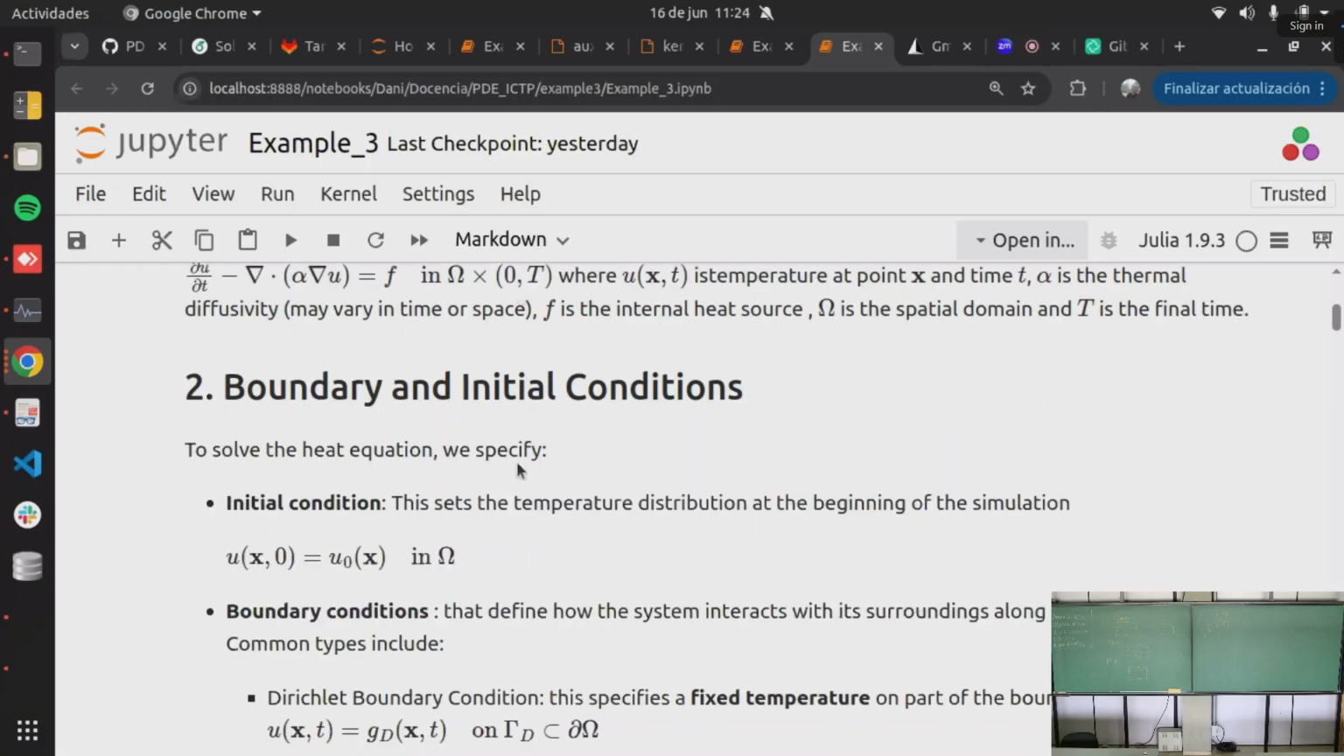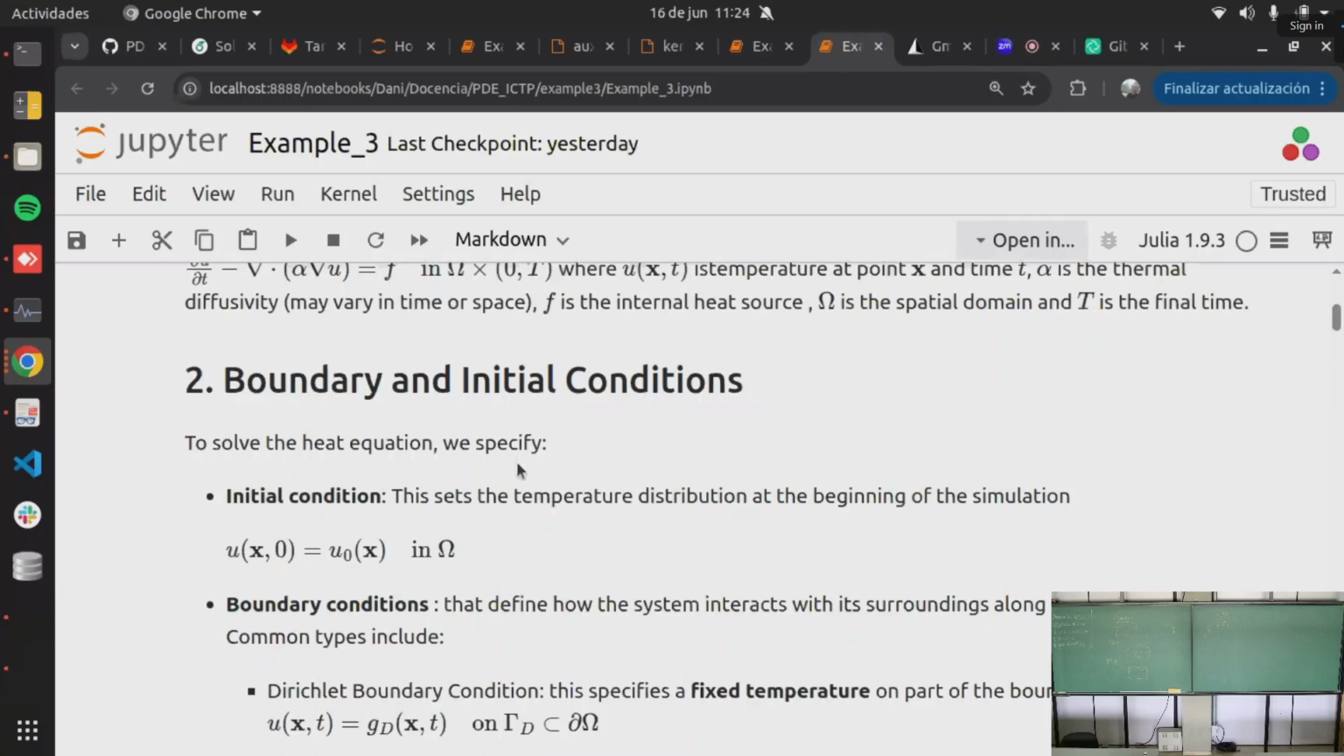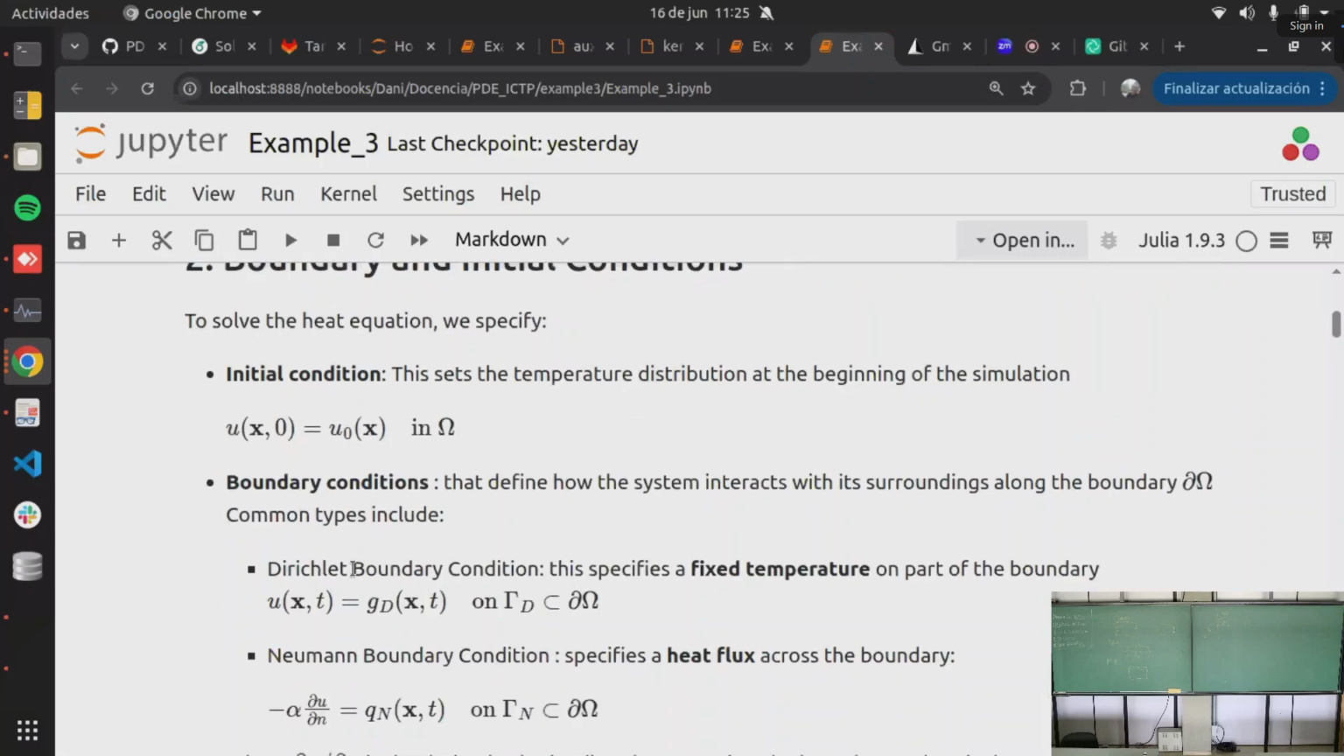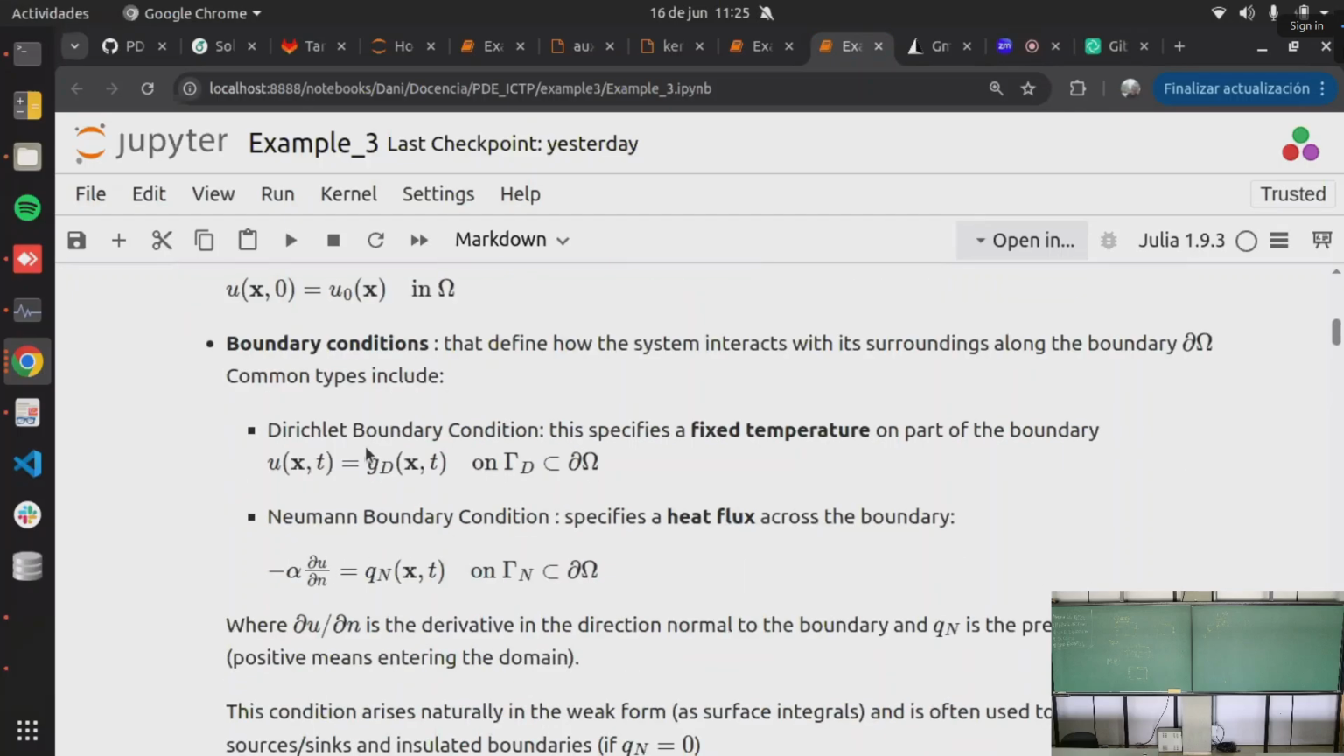So our initial condition is the temperature of the laboratory. We will have a temperature distribution at the beginning of the simulation, and the boundary conditions could be three in this case. Dirichlet, that specifies a fixed temperature on a part of the boundary.